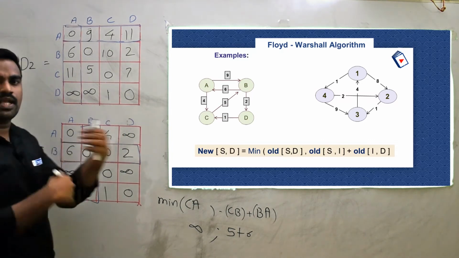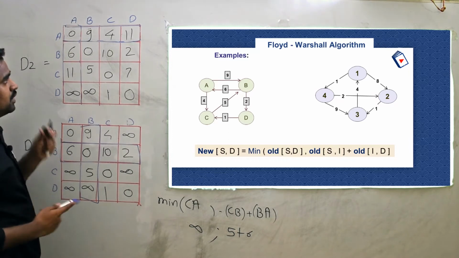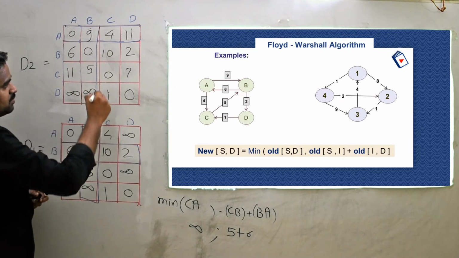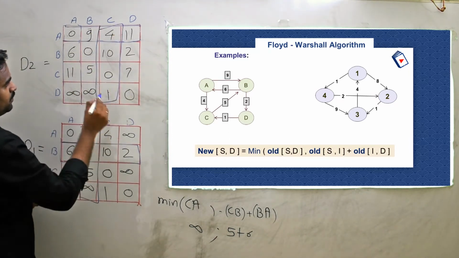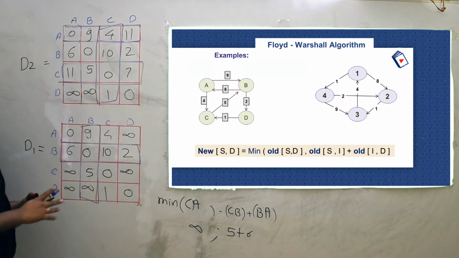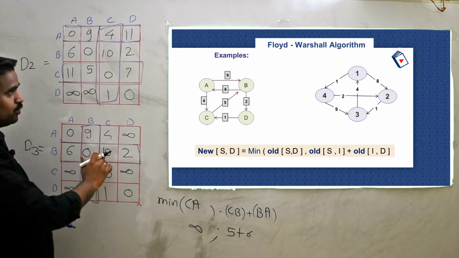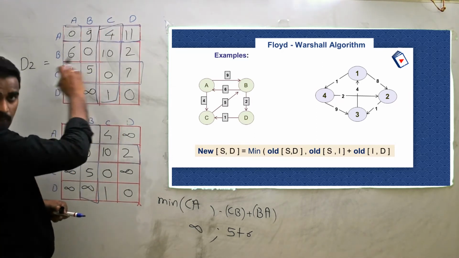Again, which process do I need to repeat? Now I need to consider this particular third row and third column. So this is my third row and third column. And I need to create a new matrix, that is nothing but the matrix D3. Okay, so I'll rough all the values and write down the values from this third row and third column.